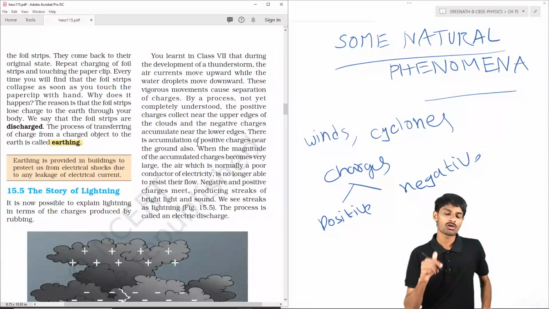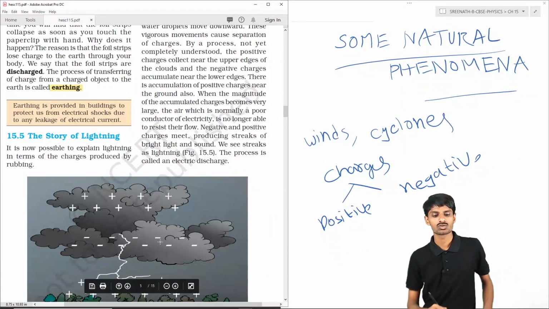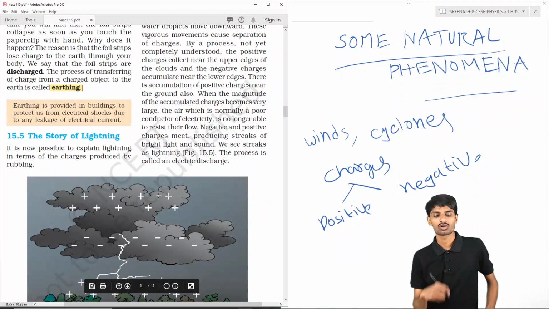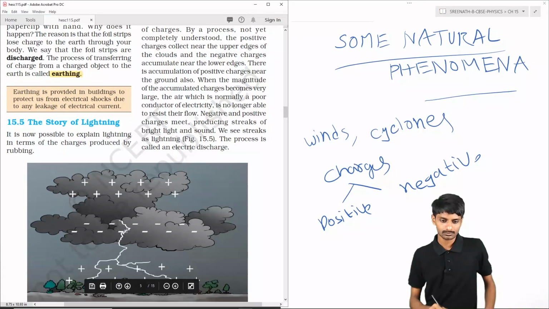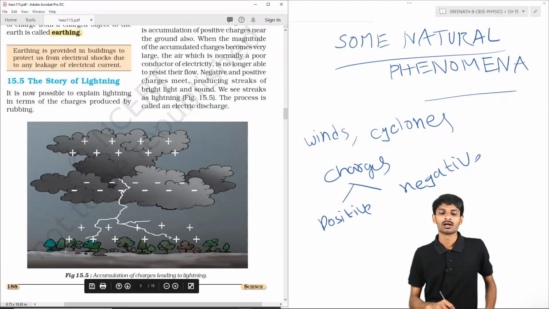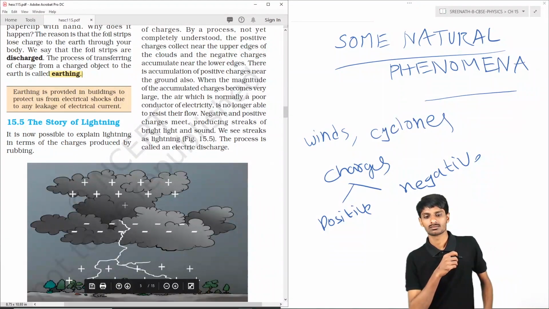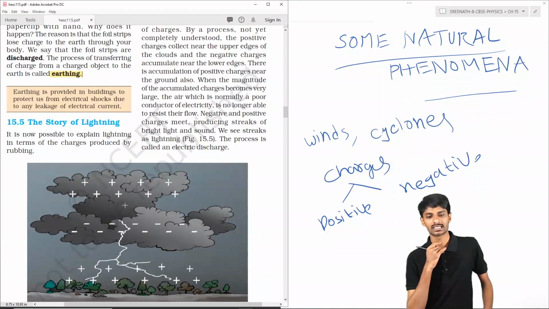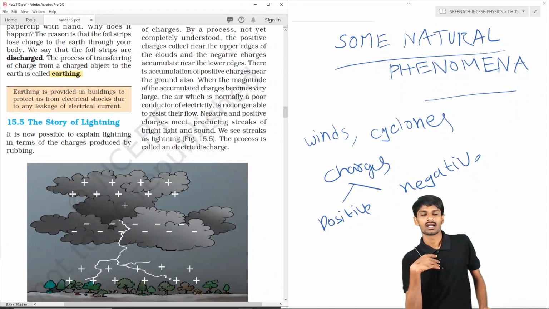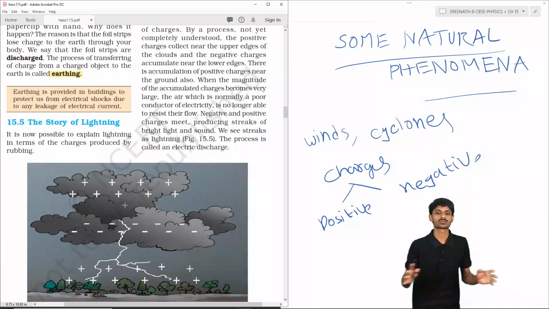The positive charge collects near the upper edges of the clouds. On the upper edges of the clouds there is positive charge, on the lower edges there is negative charge, and there is also positive charge in the ground. We know that charge moves, and positive charge attracts negative charge. We have discussed already, and positive charge repels positive charge.